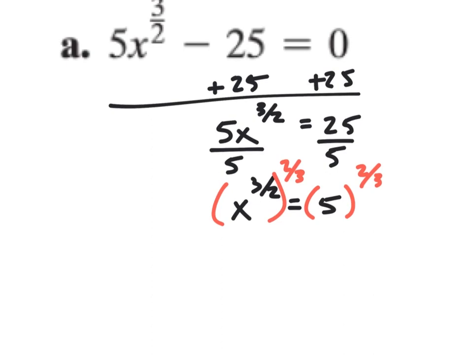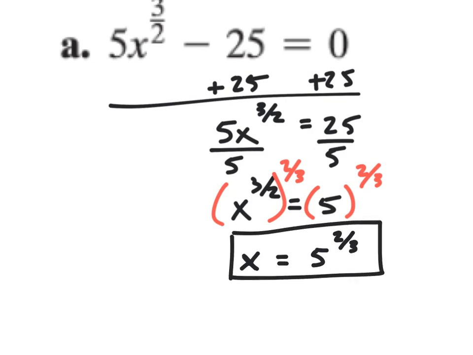And what I'm left with on the left side is x. I'm not going to go into how I get that. But I'm left with 5 to the 2/3 power. Technically, this could be your answer. That is one way to write it.